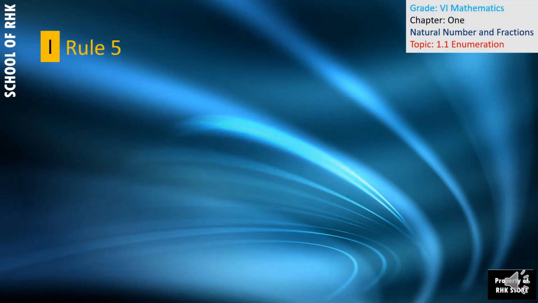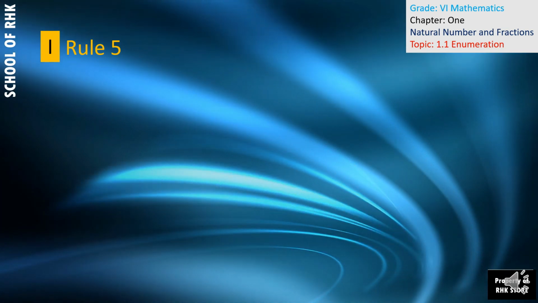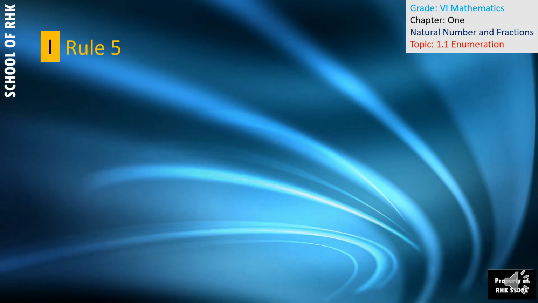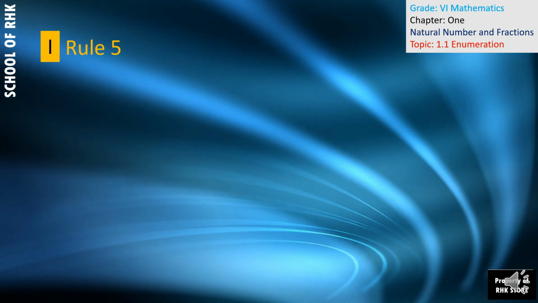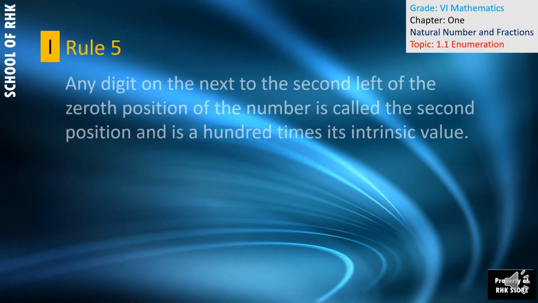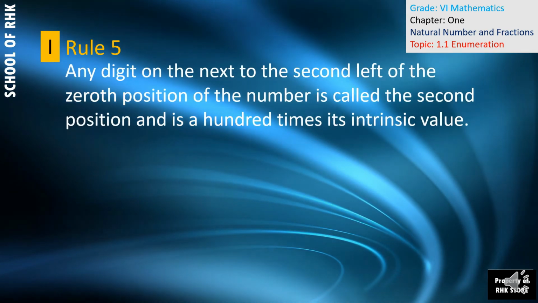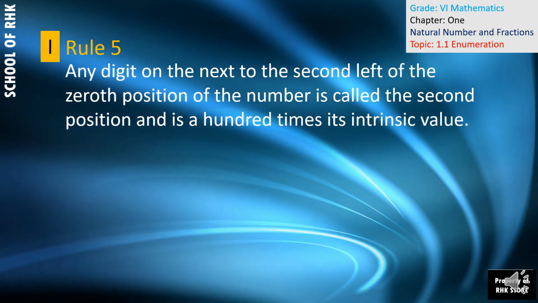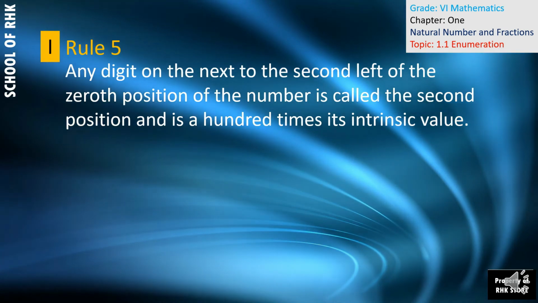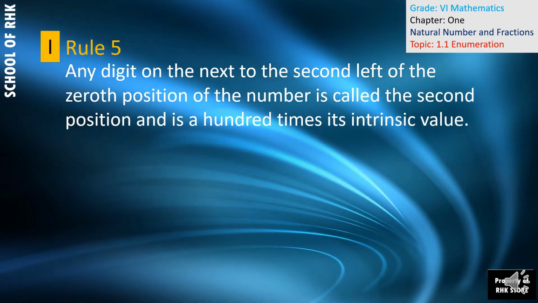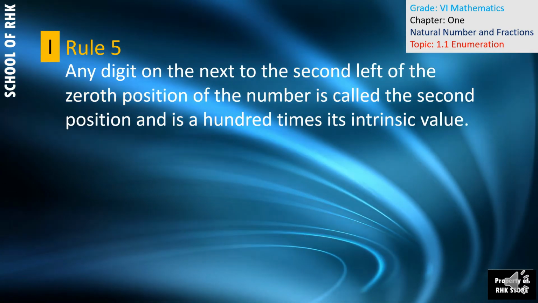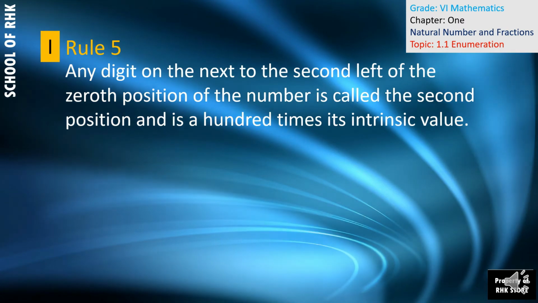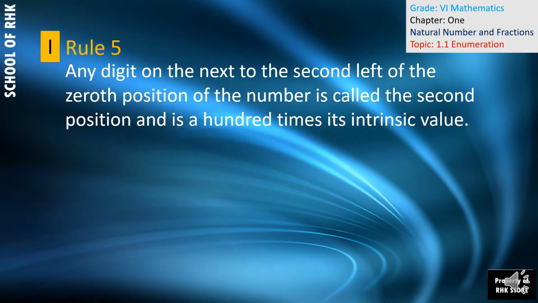Rule number 5. In the 10-based or decimal system, or the system of multiples of 10 number system, any digit next to the second left of the 0th position, or extreme right of the number, is called the second position and is 100 times its intrinsic value. The matter will be clear through example.